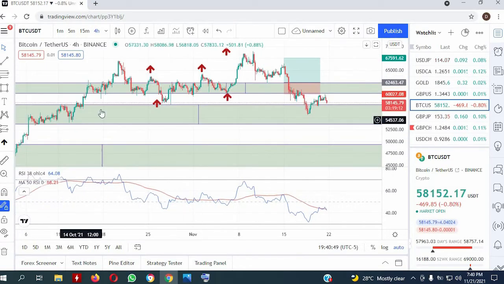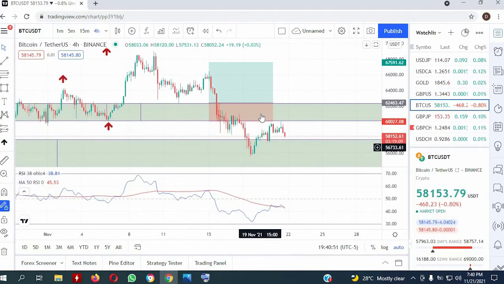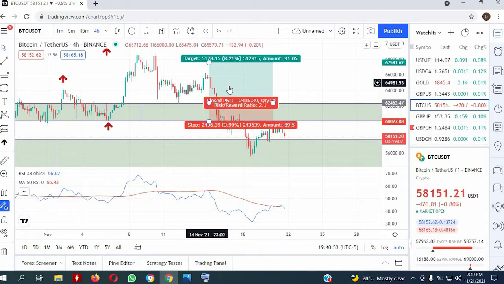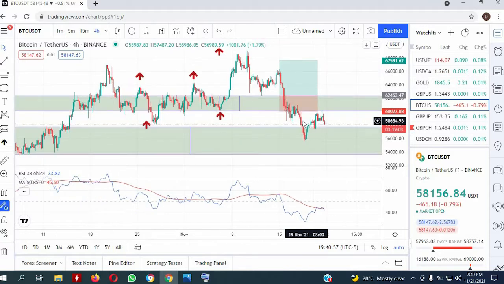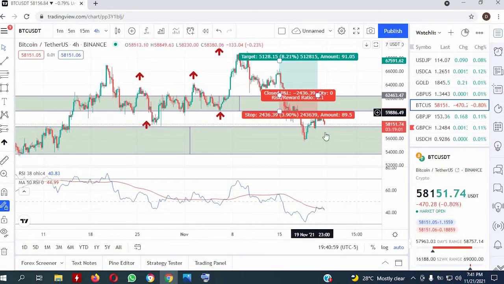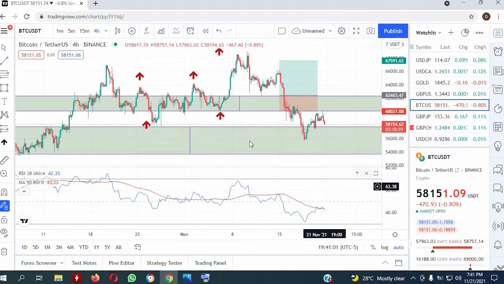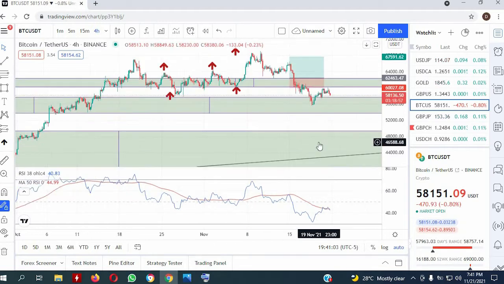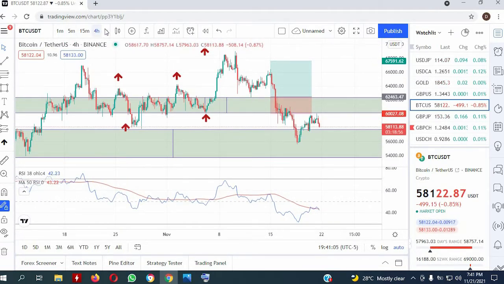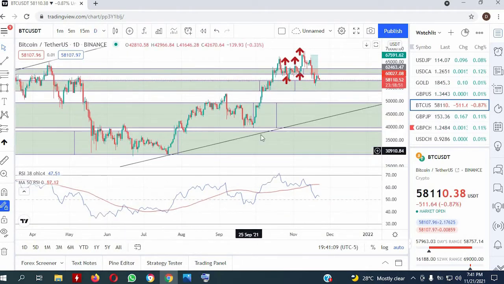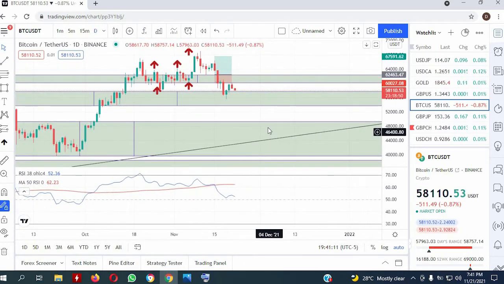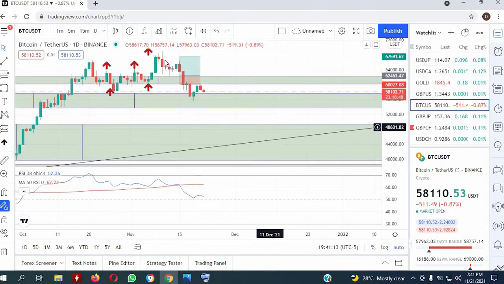for support. Now the Bitcoin is creating lower highs and lower lows. So the Bitcoin is starting to reverse on the 4-hour time frame. So let's go up to the daily time frame and see what's going on. So the Bitcoin broke this area right here, so it's on a downward trajectory.